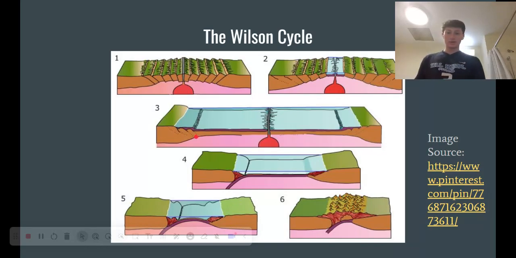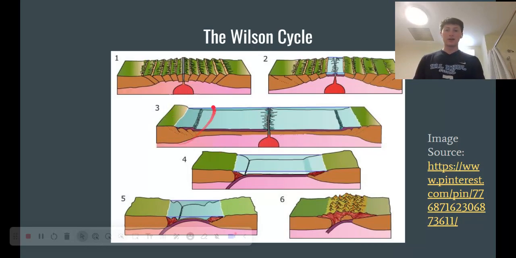And then here, stage three. This is known as a mature ocean. This stage is when the mid-ocean ridge has been active for many millions of years and fully separated two or more of the continents.